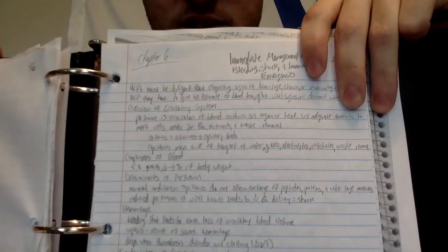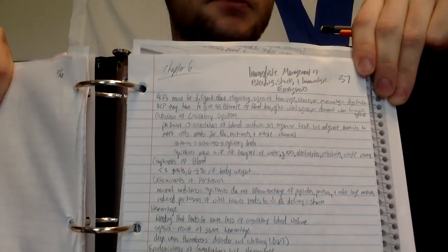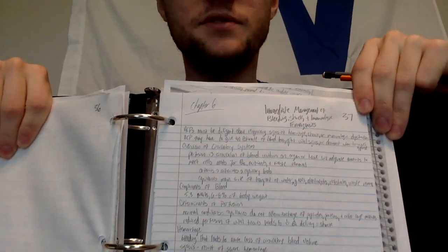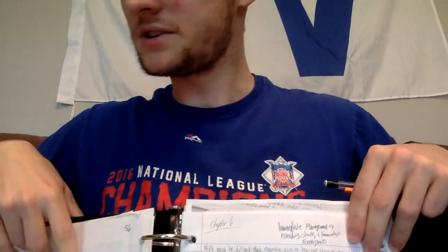I also have chapter headlines. So you can see here, this is chapter 6. It's immediate management of bleeding, shock, and immunologic emergencies. So I had chapter headlines for each chapter, and I have it organized three chapters.